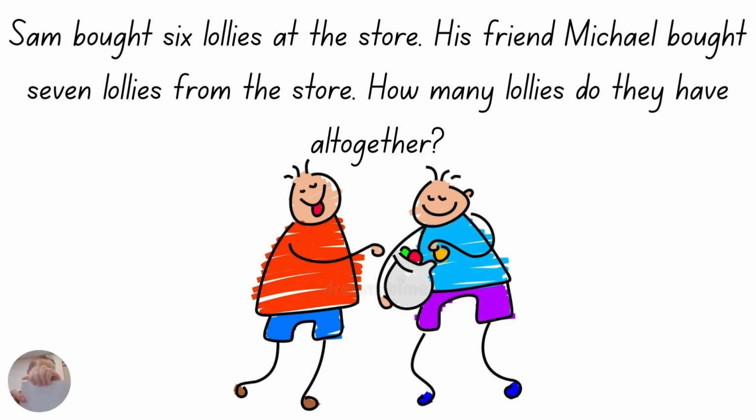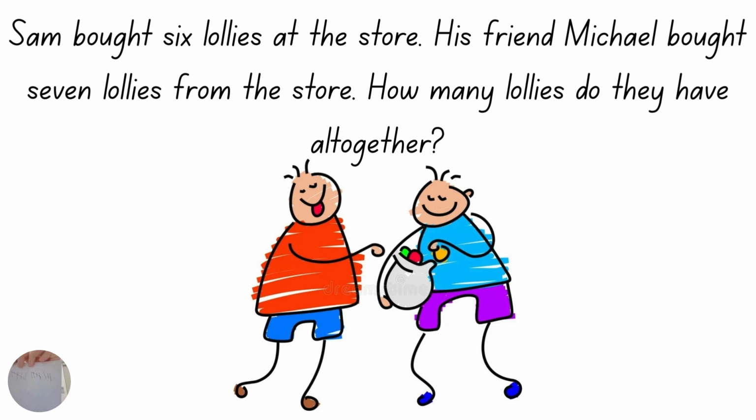So if we say that Sam has bought 6 lollies, I need to show 6 in tally marks. So I know I go 1, 2, 3, 4. I'm going in groups of 5, as we remember. 5, 6. So that's how many that Sam has, okay? And then we need to add on to this tally to show how many Michael added to that. And we know he added 7, so we're going to count 7 more. 1, 2, 3, 4, 5, 6, 7. And so that's what your tally marks should look like.